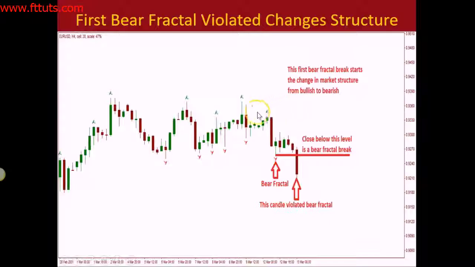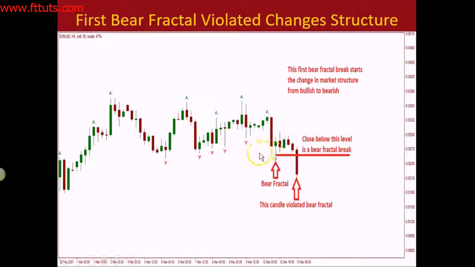All right, and then with that distribution phase, you can see this first bear fractal break starts to change the market structure from bullish to bearish. So basically we had all these fractals here. You could call this your distribution area, but depending on the trend prior to this, this could be just a range or consolidation.